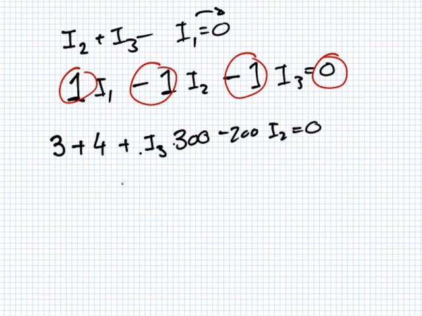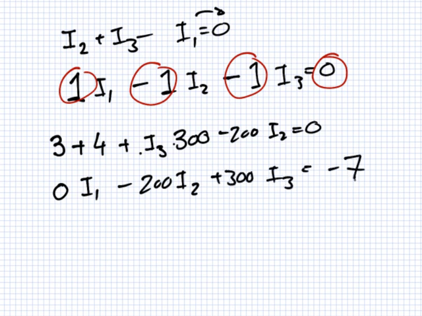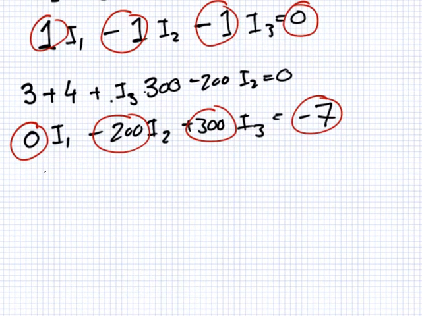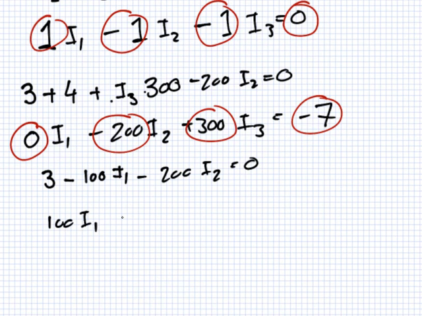So we get 0 I1 minus 200 I2 plus 300 I3 equals minus 7. Yeah? Now, we'll need the 0, the minus 200, the 300 and the minus 7. Okay, Monica, give me one more equation here. Yeah. So here you have 100 I1 plus 200 I2 plus 0 I3 equals 3. So you have 100, 200, 0 and 3.